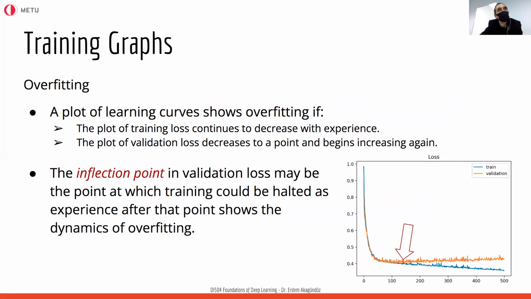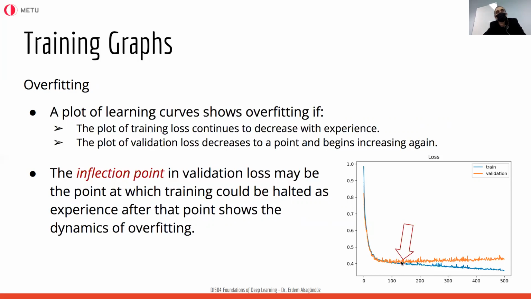We usually experience this where at some point in the training graph, validation and training detach. At some point, validation loss starts to increase, although the training loss continues to decrease. So the blind guy is still finding a slope down, but that down slope doesn't hold for the validation loss. The plot of training loss continues to decrease with experience. The plot of validation loss decreases to a point and begins increasing again. As you can see, validation decreased and at some point it started to increase. This point is usually called the inflection point.